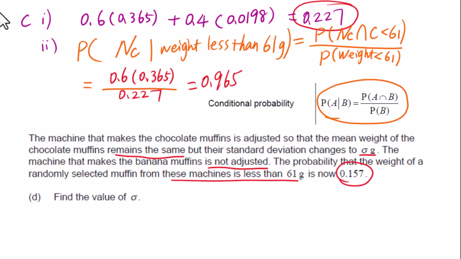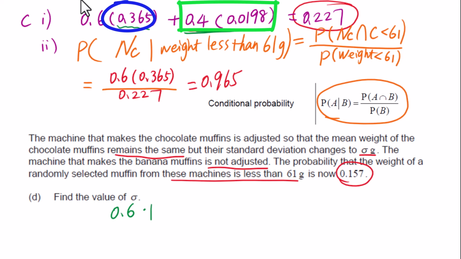The original probability for muffin weight less than 61 is 0.227. After adjustment, the probability is changed into 0.157. Since the machine that makes the banana muffins didn't get adjusted, we will keep this, but this probability is changed. So 0.6 times the probability of, we will use C prime for the weight of chocolate muffins after adjustment, less than 61, plus 0.4 times 0.0198 equals 0.157.